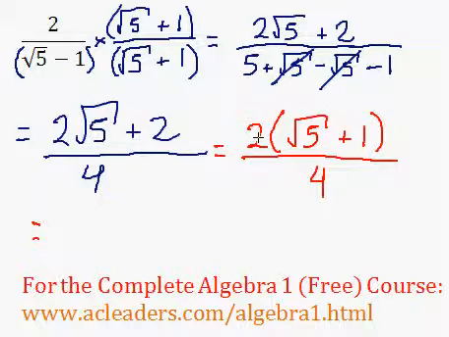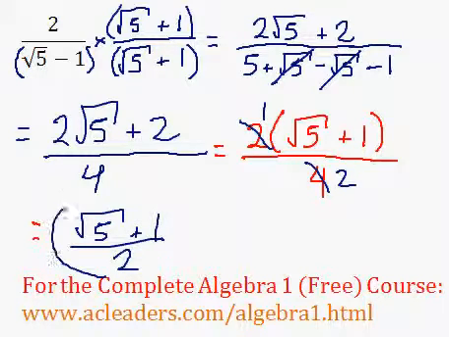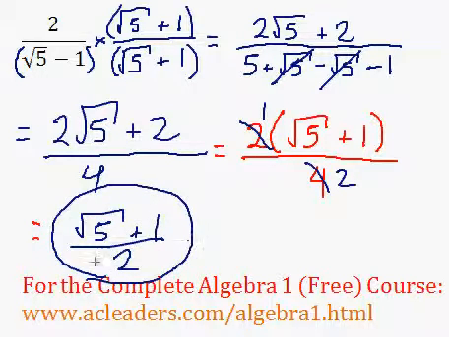So let's continue. 2 over 4, I can divide top and bottom by 2, so I get a 1 up top. 4 divided by 2 is 2. So what we're going to have is just root 5 plus 1 all over 2. At this point we're done. There's nothing else to simplify or rationalize or do anything with. But it's just interesting to see that 2 over root 5 minus 1 is equivalent to root 5 plus 1 all over 2. That's it.